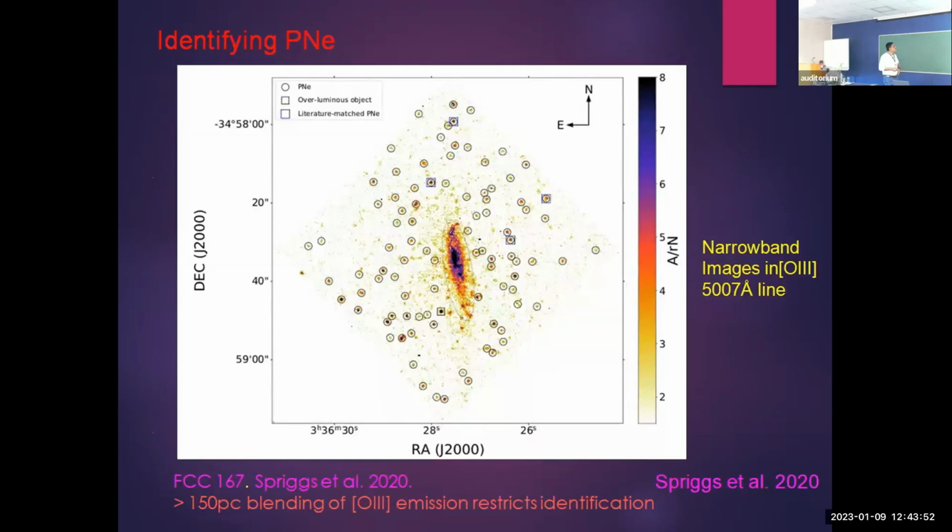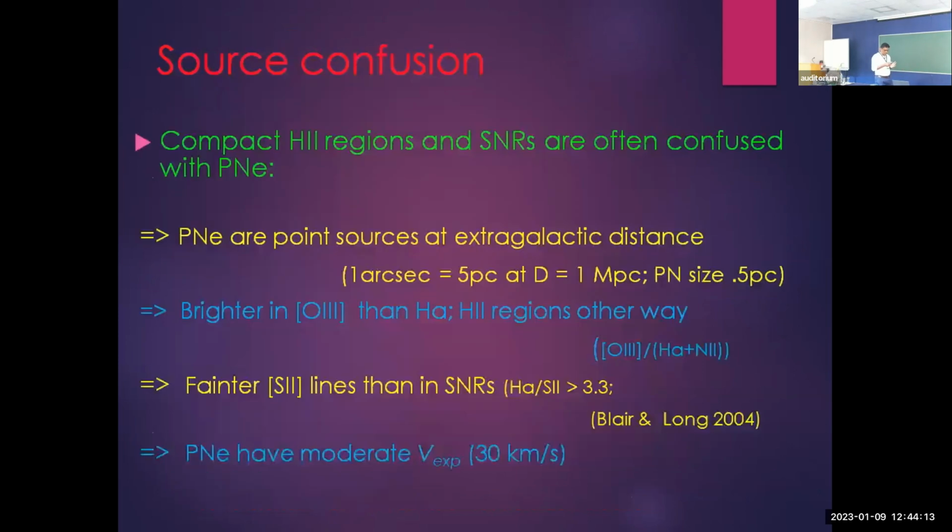So how can you identify them? It's very easy: you image them in a narrow band at the 5007 angstrom line, then shift that wavelength and take another image. All the prominent spots that appear are basically mostly planetaries. Okay, and if you have some confusion about whether it is a planetary or those objects which can be confused with planetaries, like compact H II regions or supernova remnants, you can apply these techniques.